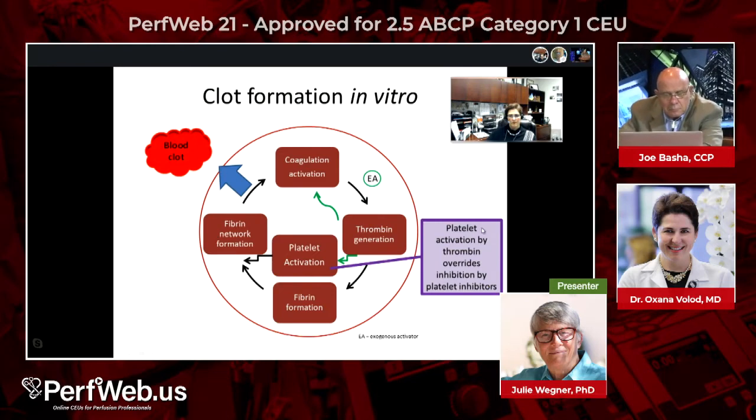Relative to that, platelet activation by thrombin here, versus the vascular surface that happens in vivo, overrides the inhibition by platelet inhibitors like Plavix and such, which is why sometimes you don't see the effect of platelet inhibitors in the in vitro situation. And so it's important to understand why we may or may not see the effect of platelet inhibitors.